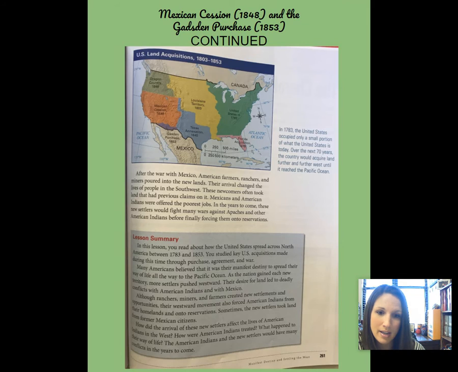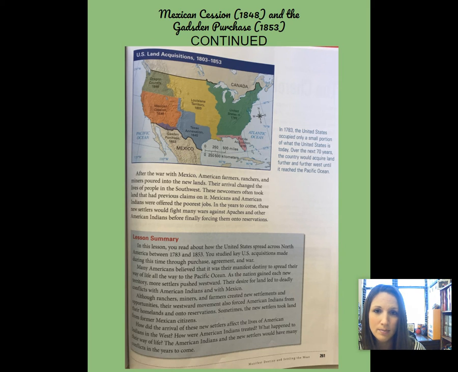Some things to keep in mind, first of all, is that Mexicans and Native Americans were living in this area. American farmers and ranchers basically came into this area and took over the land, even though it belonged to some other people. And then the Mexicans and American Indians were offered very poor jobs, and then had to fight for the land that they had left, specifically the Native Americans. And eventually they were moved onto reservations. And like I said, we're going to go further into what was going on with reservations later in this unit.